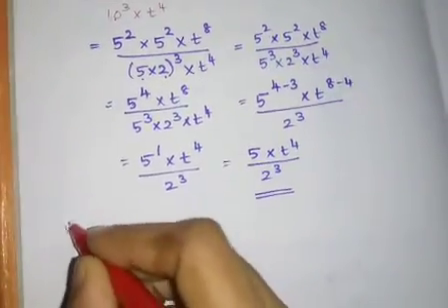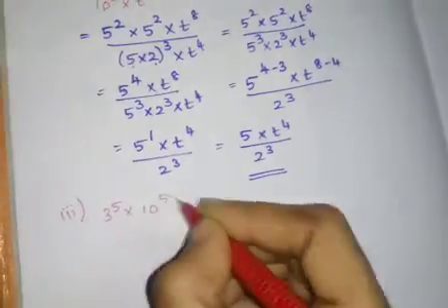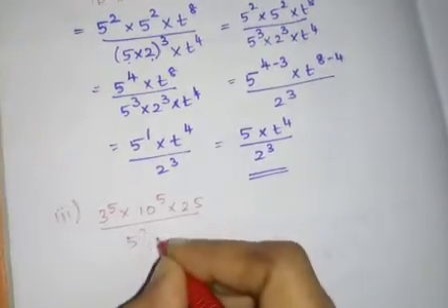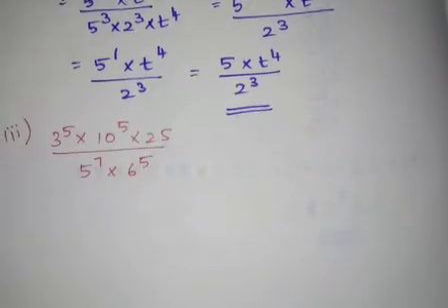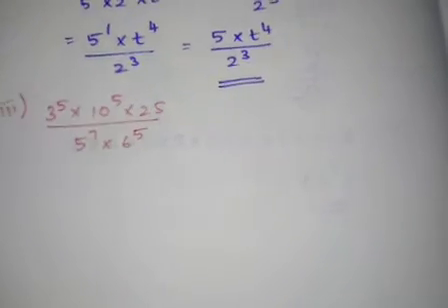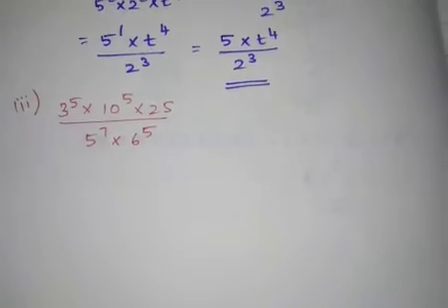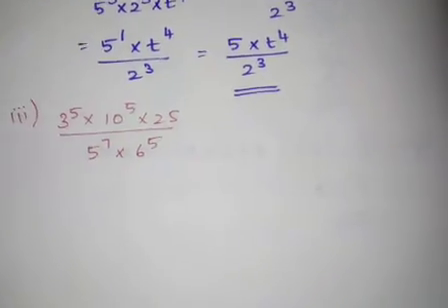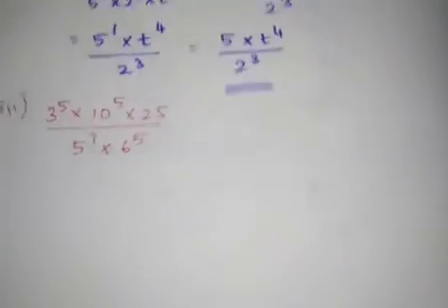Okay. Next is what question? Question number 3. 3 power 5 into 10 power 5 into 25 divided by 5 power 7 into 6 power 5. And it is very easy, just simplification. So first check whether everything is in prime base.